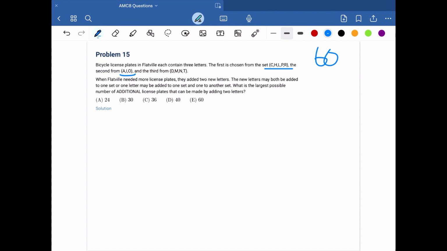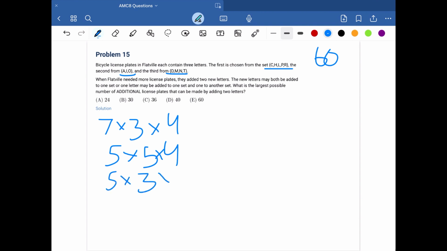First, we need to find all the possible combinations. All the possible combinations would first include adding 2 to each of them. So 2 added to the first one would make 5 into 7, times 3 stays the same, times 4 stays the same. And if 2 were added to the second one, then it'd be 5 times 5 times 4. And if 2 were added to the last one, then it would be 5 times 3 times 6. So these are all the possible combinations if 2 were added to one set, but if they were added to 1 each, then there are other combinations.